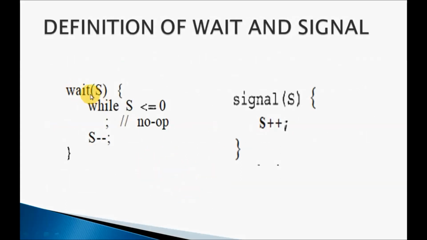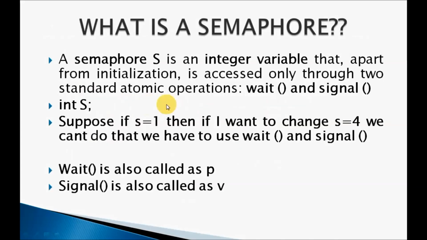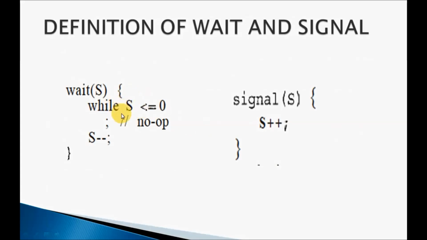You can see here, wait operation, in simple words, it is going to decrement the value of the SEMAPHORE. Signal operation is going to increment the value of the SEMAPHORE. For example, if you want to change the value of S from 1 to 4, you have to increment it. So you have to use wait operation. Suppose if you want to decrement the SEMAPHORE value from 1 to 0, right? So you have to use signal operation. Sorry, yes. So 0 to 1 here, sorry, signal increments, wait decrements, right?